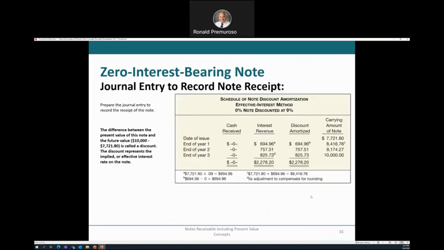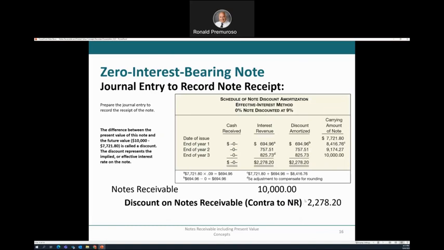On slide 16, the first thing we want to do is prepare the journal entry to record the receipt of the note. And up on the screen, you'll see the debits and credits. The first debit is to notes receivable. And note that it's for the face amount of the note, and it always is going to be like that, as you'll see coming up on other demonstrations. It's $10,000.